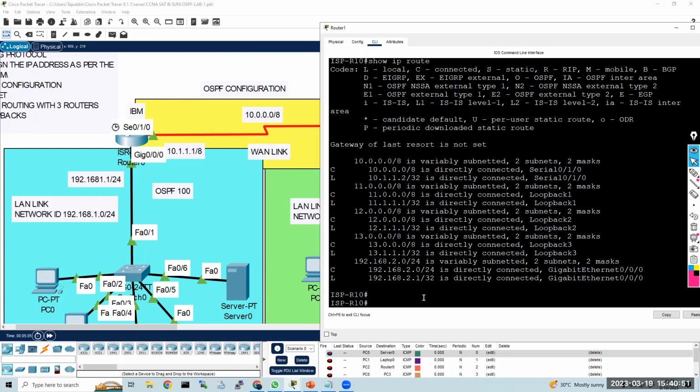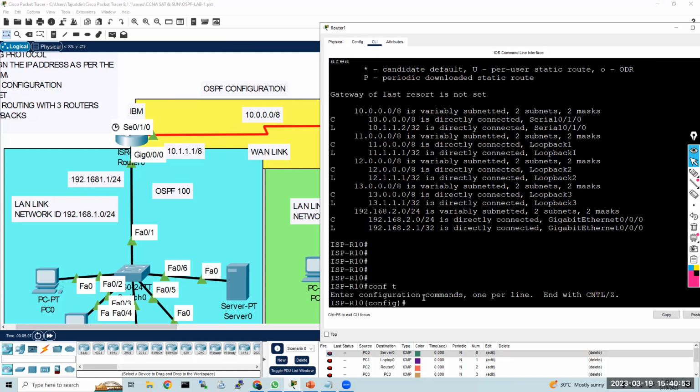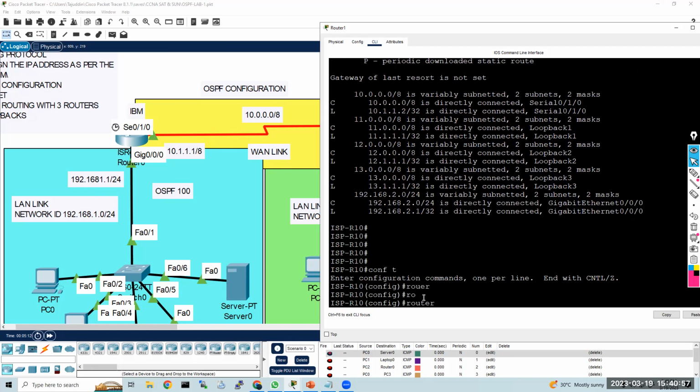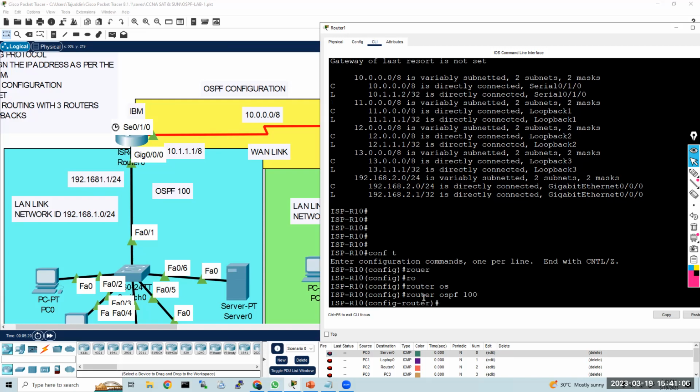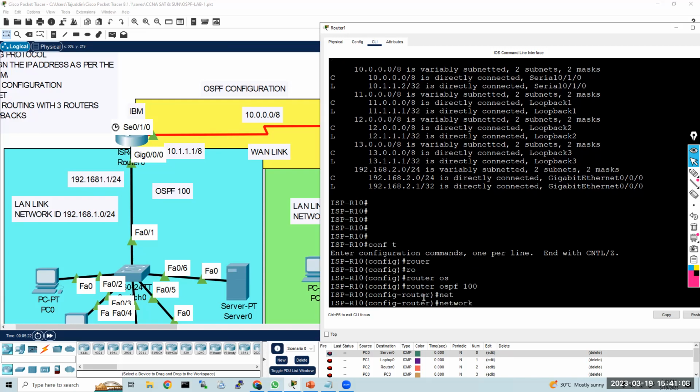Okay, let's configure router 2. Go to global configuration mode, router OSPF 100. We should give the same value, guys. If you give different values, they won't form the neighborship. Sure. Which network should I advertise here?